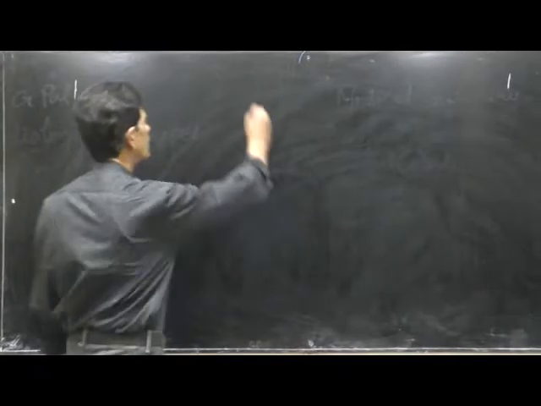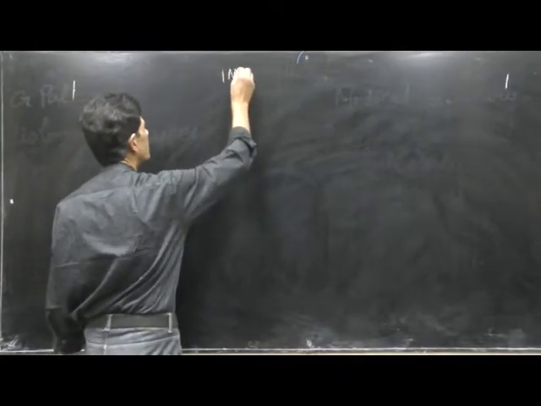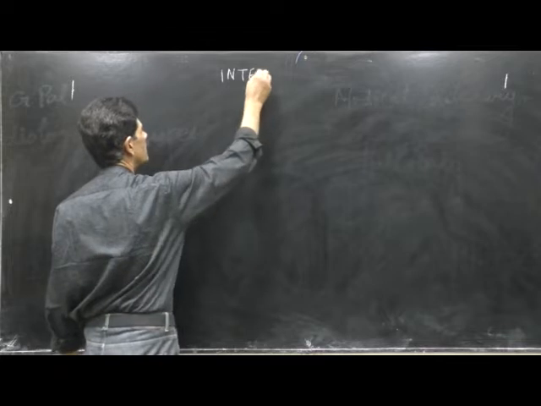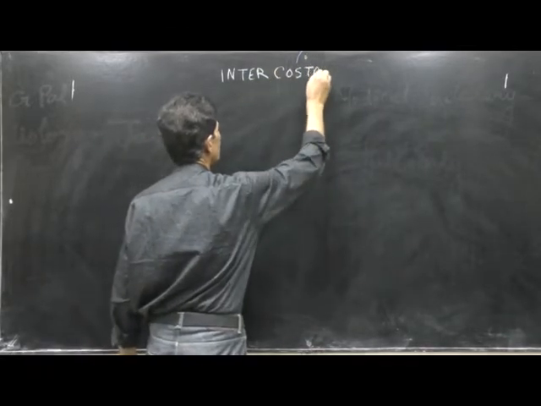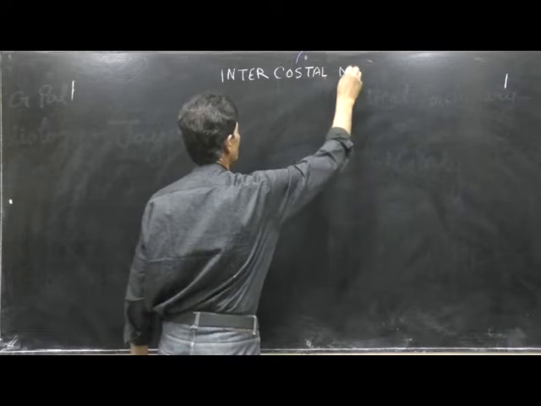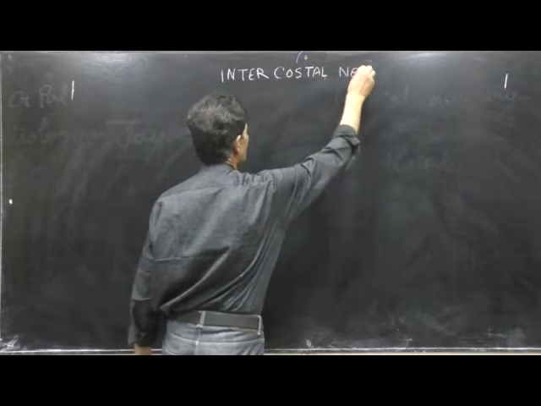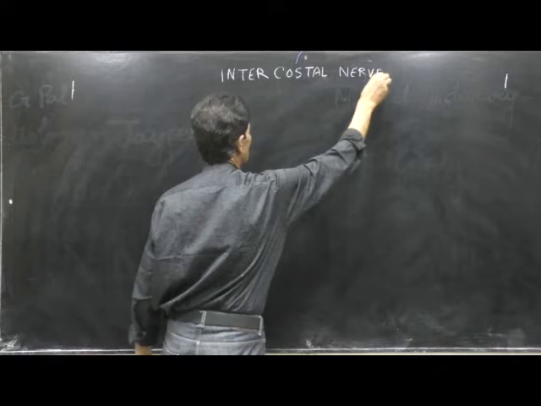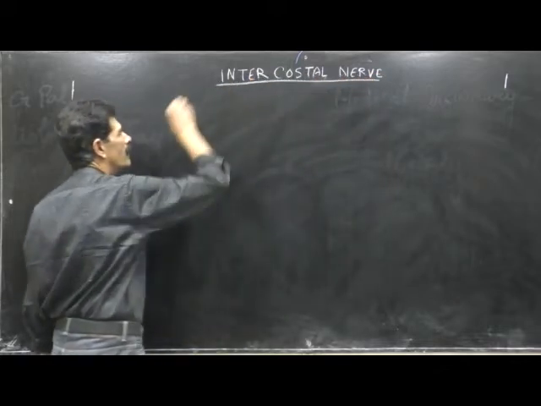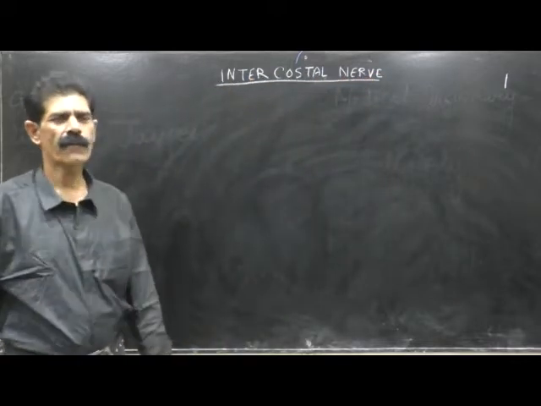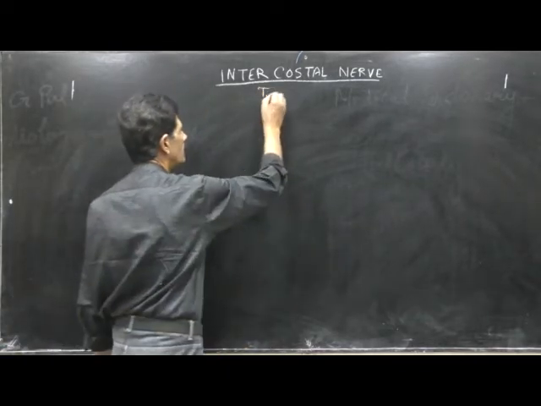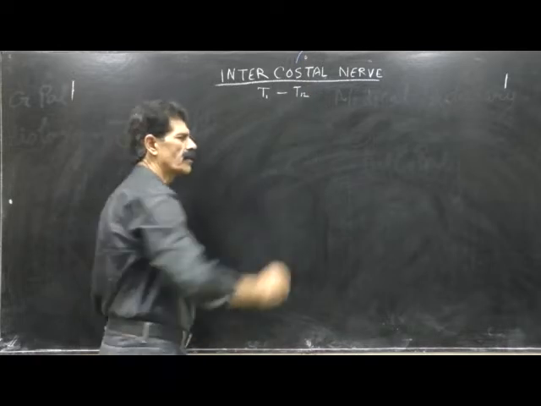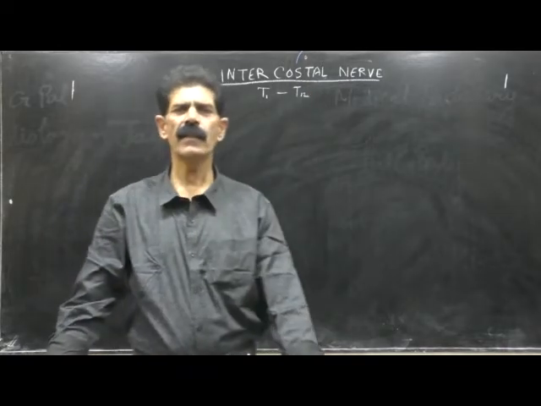Intercostal nerve. So the intercostal nerves, they are from T1 to T12, and actually they are the spinal nerves.